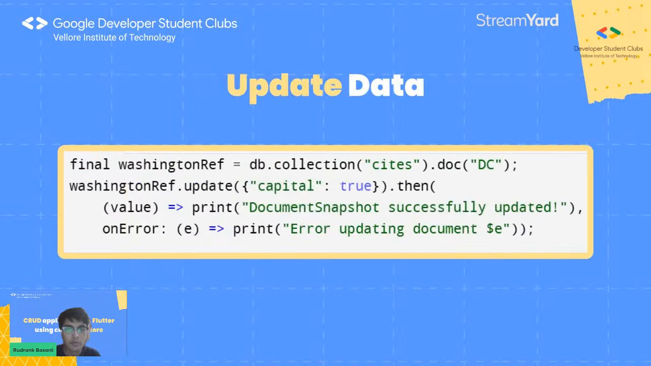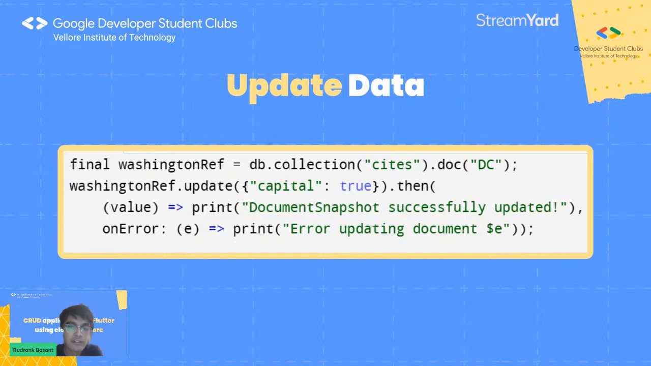So what we can do is, first we reference the document. Suppose this time the document name is DC. The data should be existing. This field should be existing, and it should be of the same data type the earlier value was, so in this case, Boolean. So we'll just write Washington reference dot update capital, and then we'll pass the values.